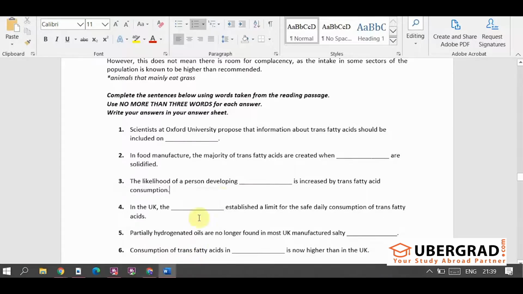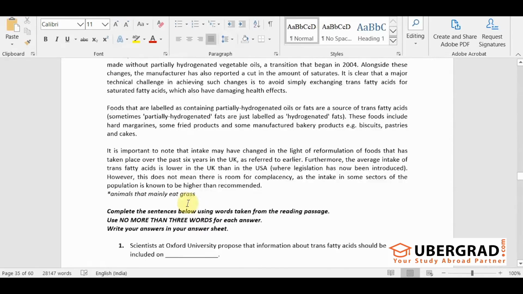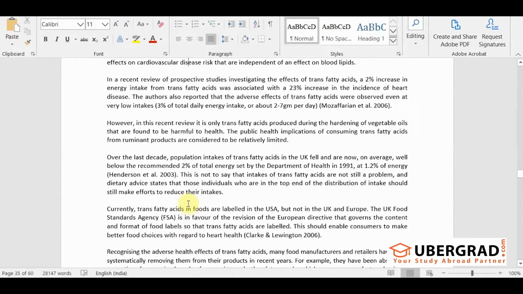So what can be a keyword over here? You can find that such kinds of questions do not have a keyword. Just by predicting the nature of the answer, you have to search. It's talking about some kind of health problem that people will have if they start consuming more trans fatty acids, because we all know it's not good for health. So let's search where it is talking about some kind of health problems or the effect of trans fatty acids on humans.